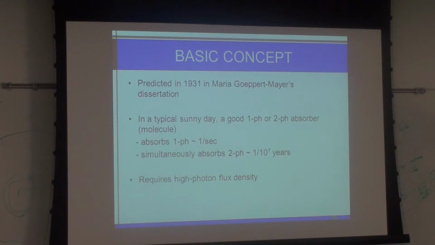And so what she said was, on a typical sunny day, if you have a good 1-photon absorber or a good 2-photon absorber, some specific molecules, the 1-photon absorber would absorb at a rate of about a photon per second. The 2-photon absorber would absorb at a rate of about 1 in every 10 million years. Right? That's a really long time to collect data. So this phenomenon could not be observed until one had very, very coherent and intense fields, as you have with a laser. So when the ruby laser was born, they were able to do this kind of cool stuff.